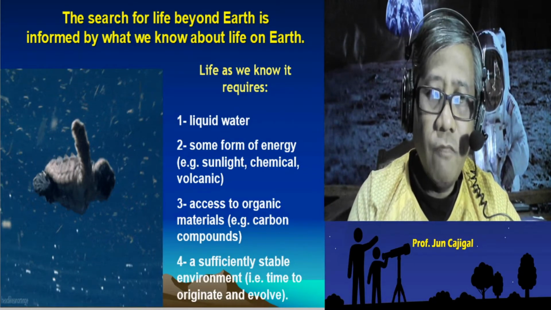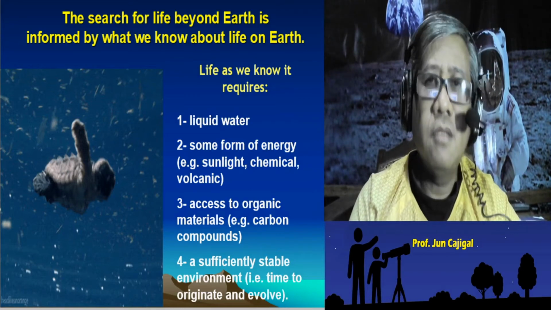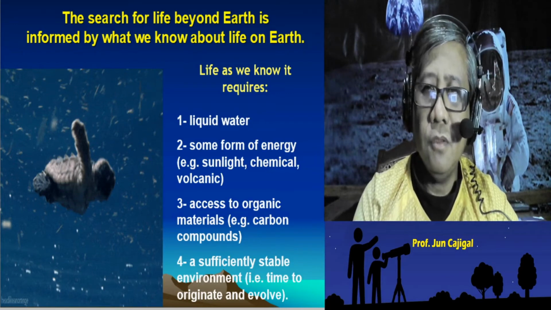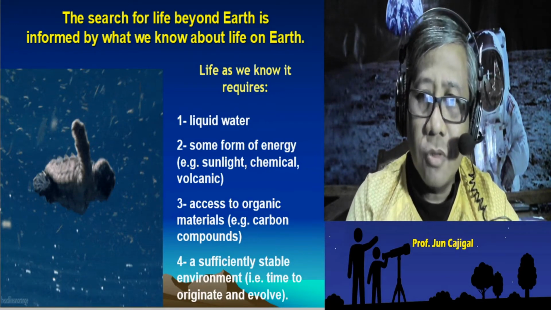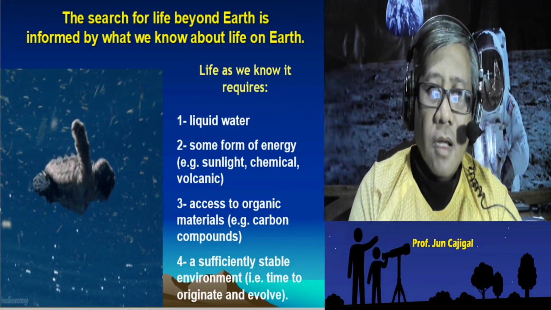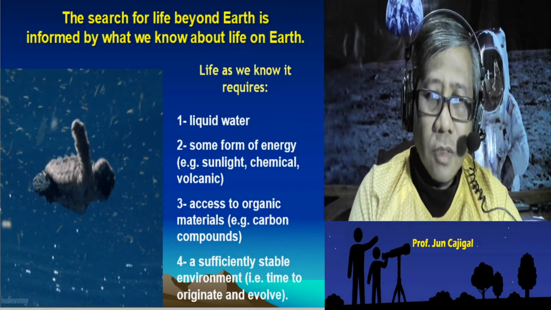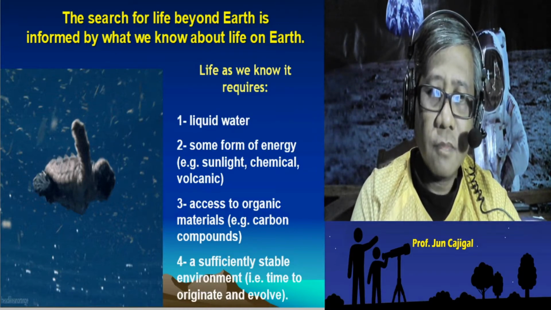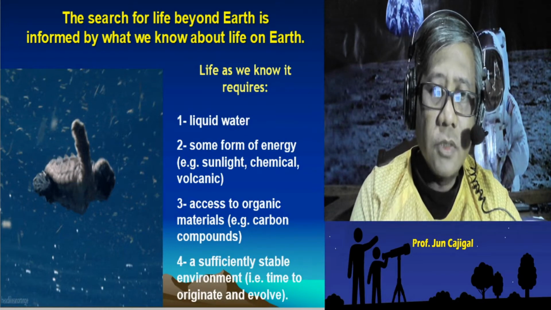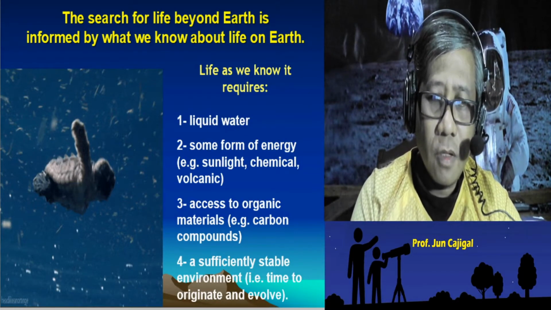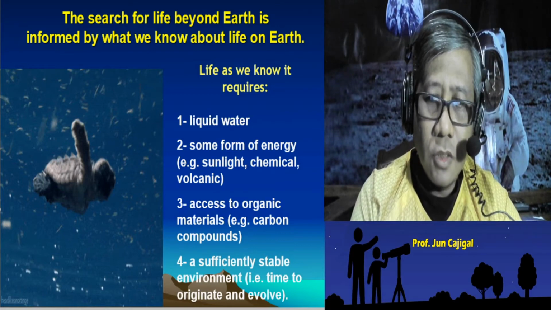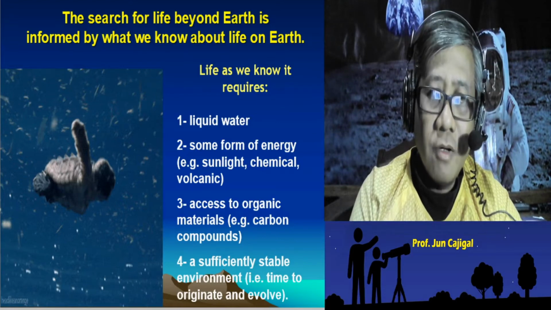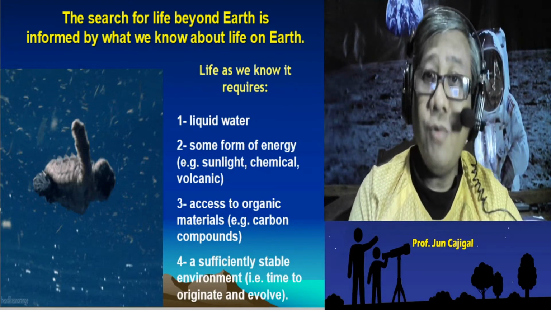Number 2, some form of energy like sunlight or volcanic heat from volcanoes or energy from chemical reactions. Okay? Alright, number 3, access to organic materials like carbon and its related compounds. And number 4, a sufficient, stable environment, like for example, a time to originate and to evolve. Okay, so these are the requirements in order for life as we know it to exist.